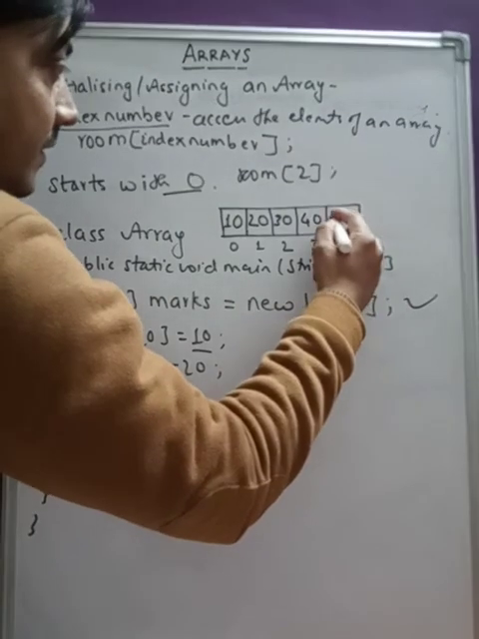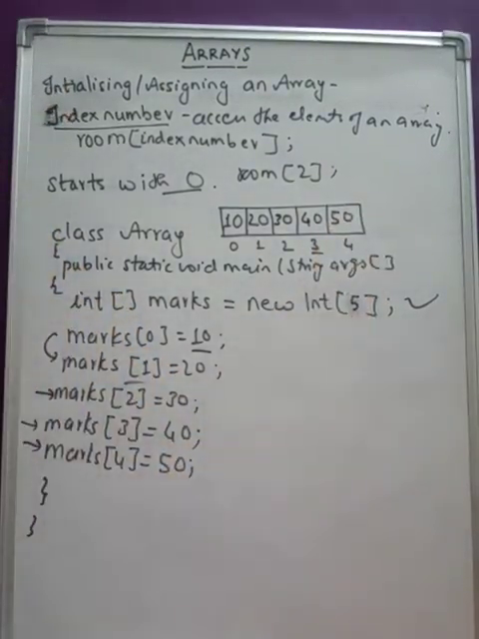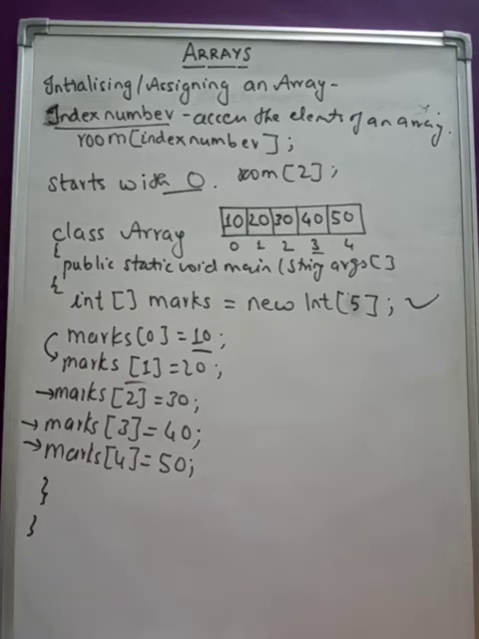So in this way you will be storing the values for different elements of an array using the index number. This is the way through which you initialize or assign an array. So that's it in this video.